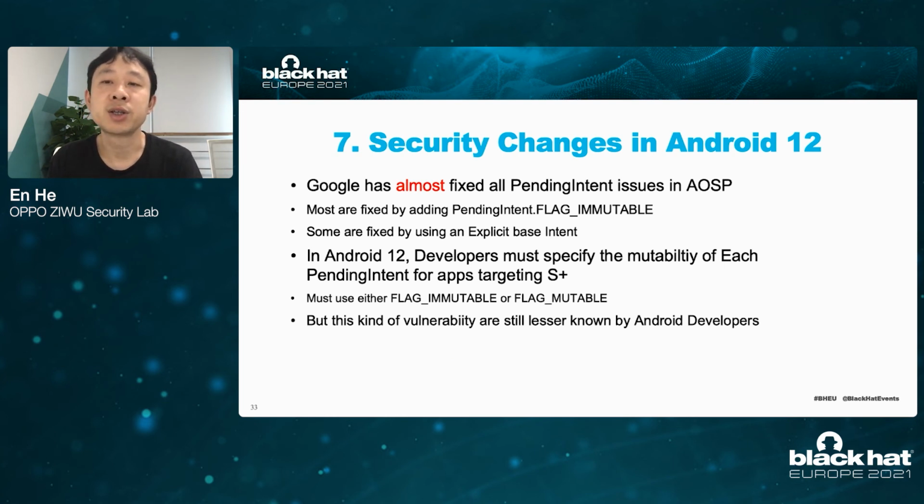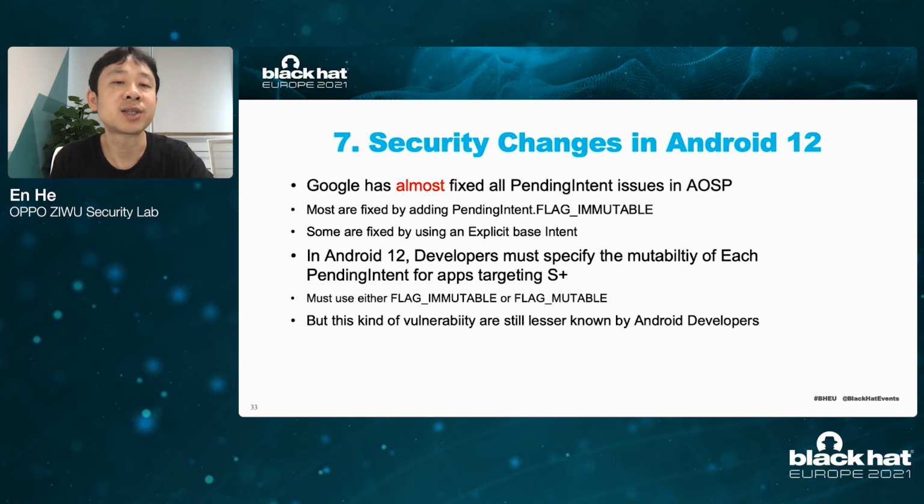Now, the last section of our talk. What has Google done for these pending intent issues? Google has almost fixed all pending intent issues in AOSP. Also, it has introduced significant security changes in the upcoming Android 12. Most of these bugs are fixed by adding the pending intent flag immutable. Some are fixed by using an explicit base intent. In Android 12, developers must specify the mutability of each pending intent for apps targeting Android 12 and above. Developers must use either FLAG_IMMUTABLE or FLAG_MUTABLE.